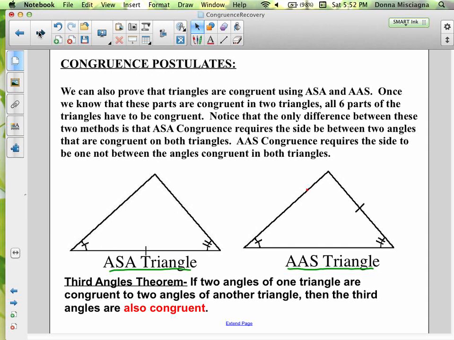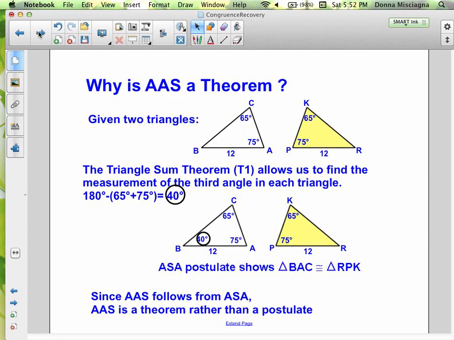All right, so I don't know if you noticed that angle side is actually a triangle congruence theorem rather than a postulate. All right, so given two triangles, using the triangle sum theorem allows us to find the measurement of the third angle in each triangle. Right, so if we add up 65 and 75, and we subtract that from 180, we get 40. So it'll be 40 degrees in both triangles.